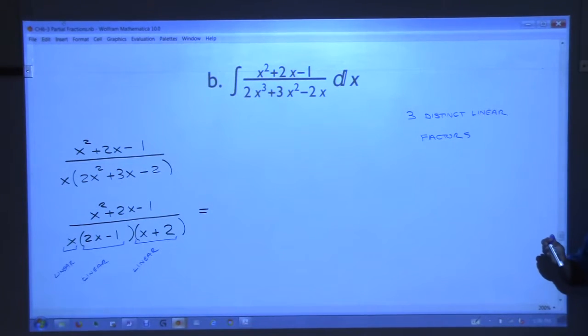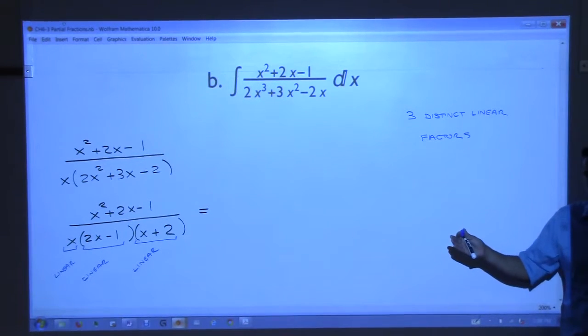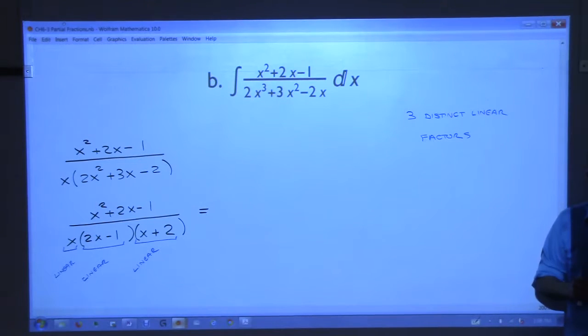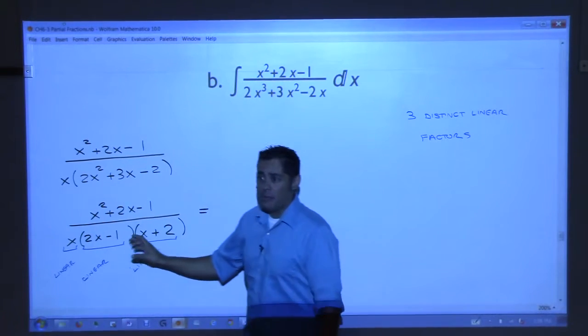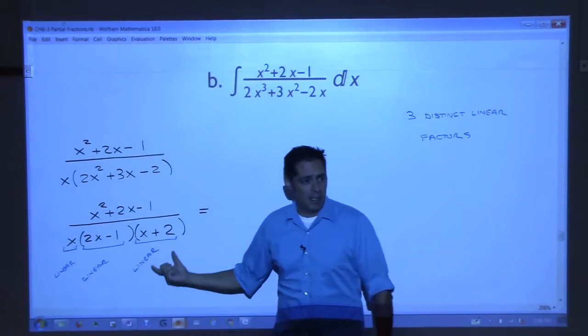Yes or no? You can say no. You can say yes. No? Doesn't? Okay. So, is everyone clear on what I've done? I've just recognized that I have 3 distinct linear factors?